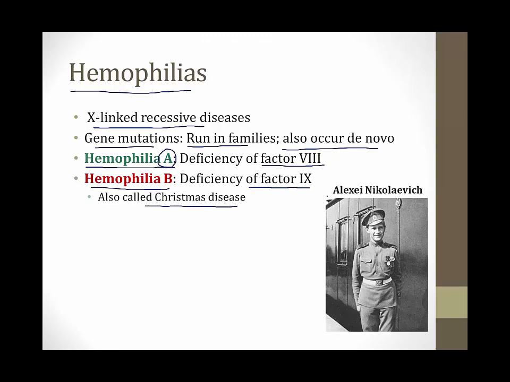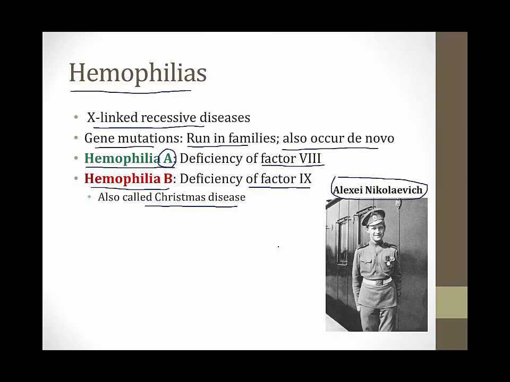On the screen here is a picture of Alexei Nikolaevich. He was the son of the last Tsar of Russia, and if you've never heard the story, he was born with hemophilia and he suffered from recurrent bleeds into his joints that were very painful, and he was a very sick child. For this reason, his mother brought him to a mystical healer named Rasputin to try and make him better. Rasputin couldn't heal him, obviously.